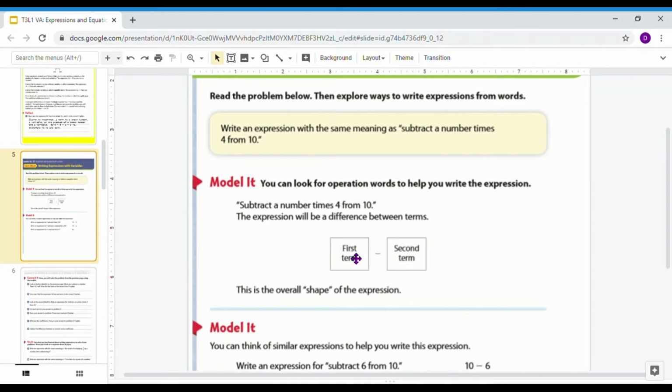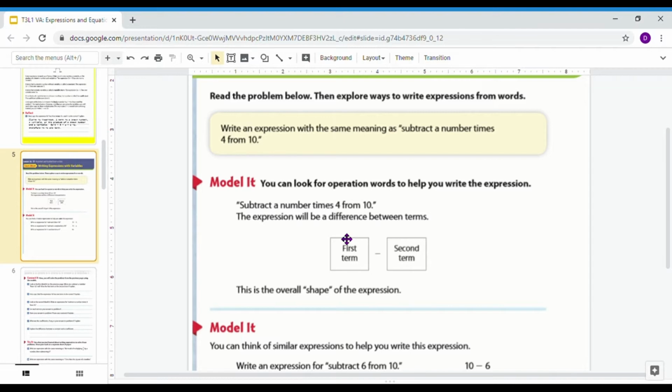I know there's going to be a term here, then there's going to be a subtraction sign, and I know there's going to be a second term. Setting up the shape of the expression, it may seem like a little bit of wasted work, but it really makes it easier when you're trying to figure out what numbers am I looking for.